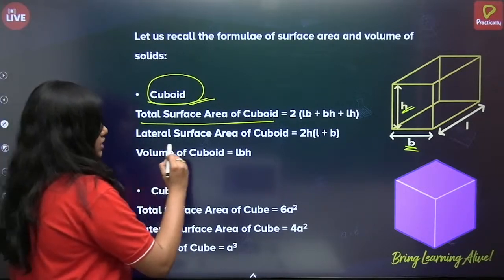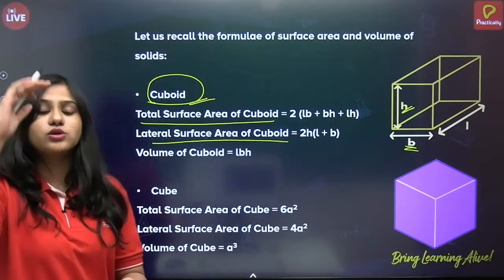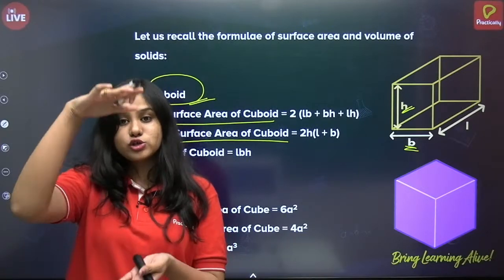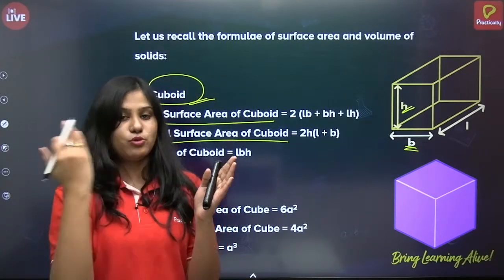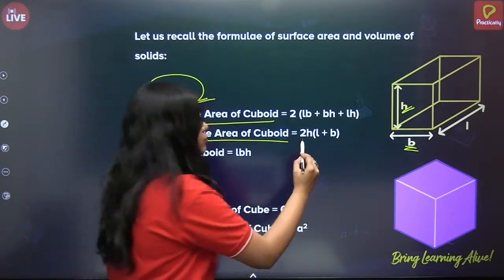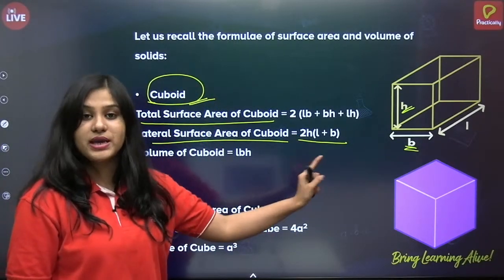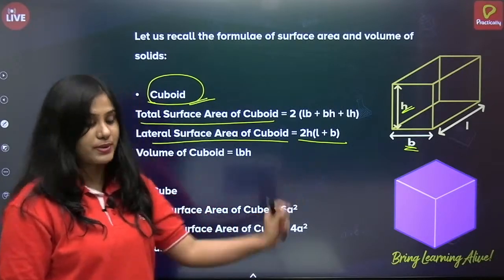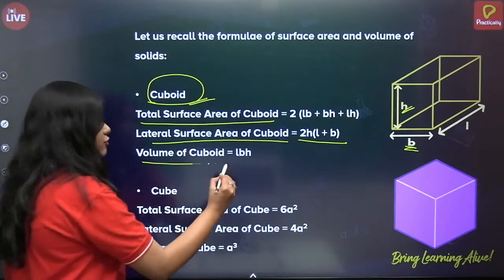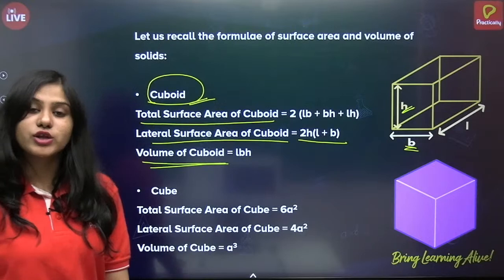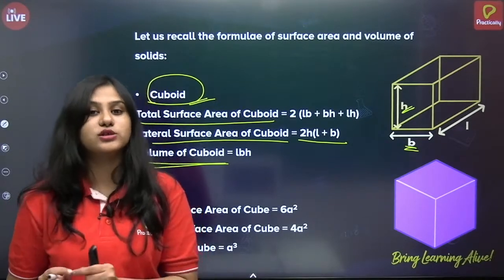Lateral surface area of cuboid. What is lateral? It means you just remove the top and bottom, the side portion. So lateral surface area of cuboid is 2H into L plus B, where H is height and L and B are length and breadth of the cuboid respectively. Next, volume of the cuboid. What is volume of the cuboid? Length into breadth into height.